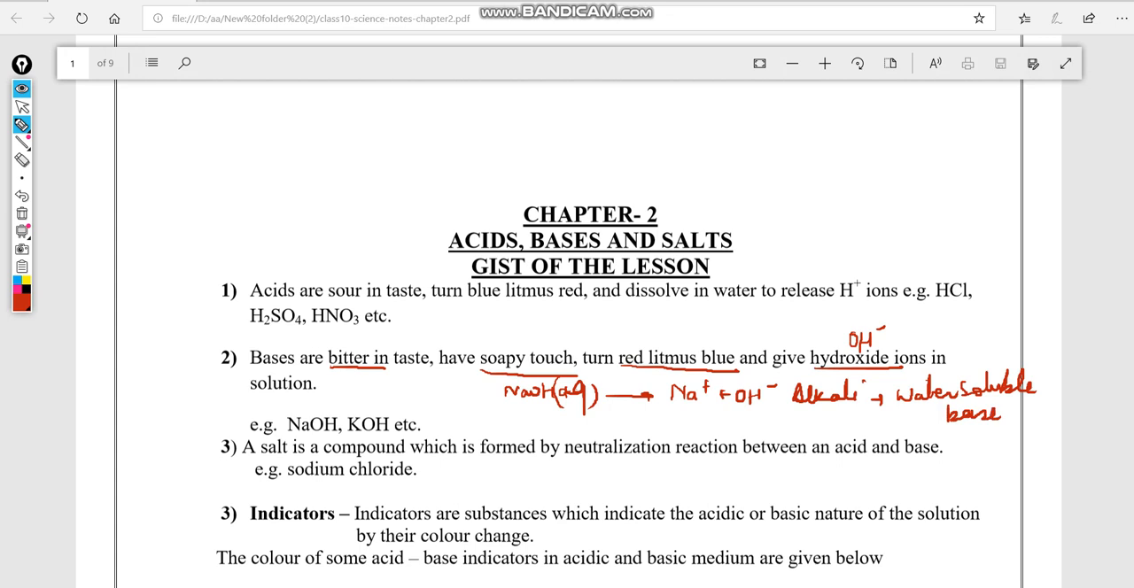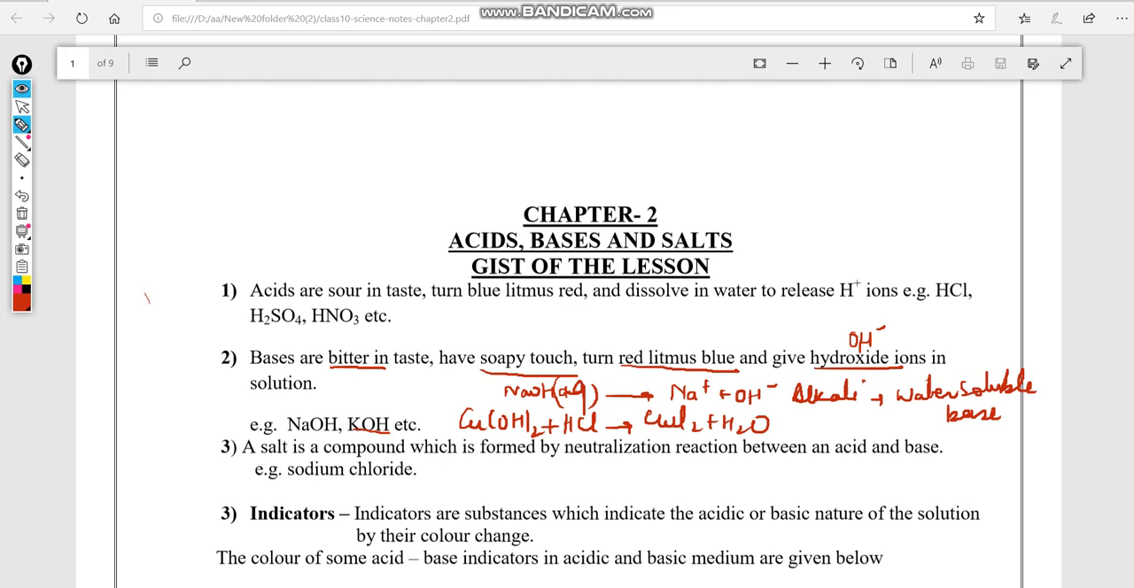Yes, sodium hydroxide, potassium hydroxide, and the bases which are not soluble in water, for example, copper hydroxide. How can we define such bases? These bases neutralize acid to form salt and water. So bases have two definitions. The compound that neutralizes acid to produce salt and water, and bases that release hydroxide ion in aqueous solution, and those bases are known as alkali.